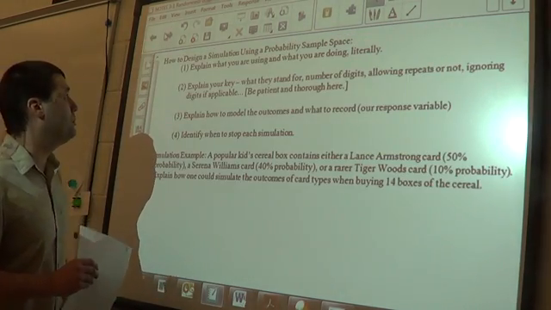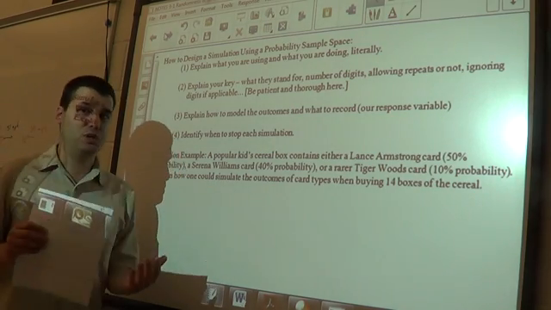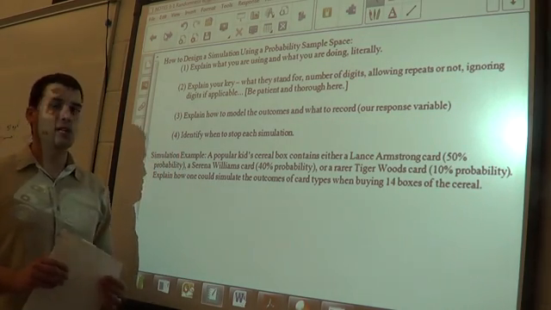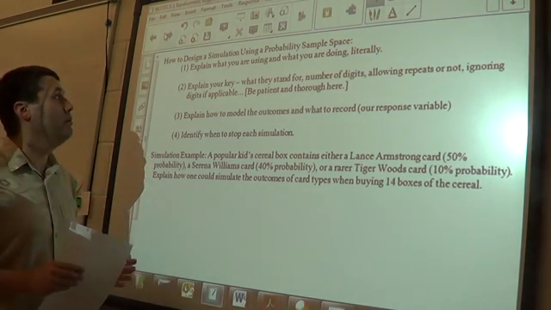I'd like to show how we can use these by jumping into this problem. So how do we design a simulation using a probability sample space? That sounds fancy, but a probability sample space just means known probabilities ahead of time. How can we emulate that?